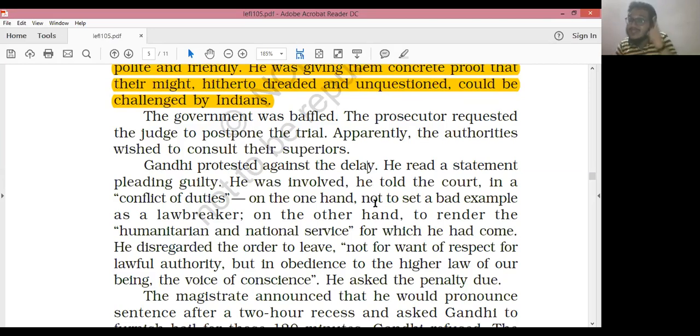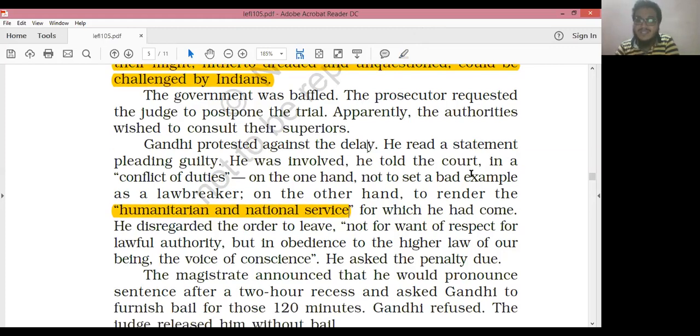So what was his other duty? To see the patients, his poor peasants, and to work for the Indians, and at the same time he could not obey their orders. So on the other hand, it was to render humanitarian and national service, for which he had come. That is the reason he is in Champaran. Understood? What is the reason Gandhiji is present? He is present for humanitarian and national service. Got it clear, all of you? This is the reason he visited Champaran, and he was working for the people.